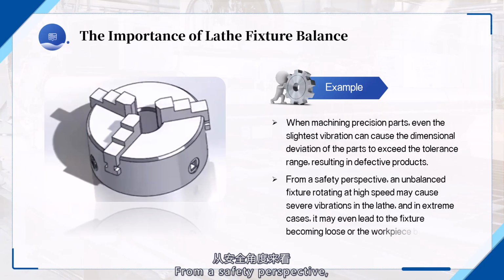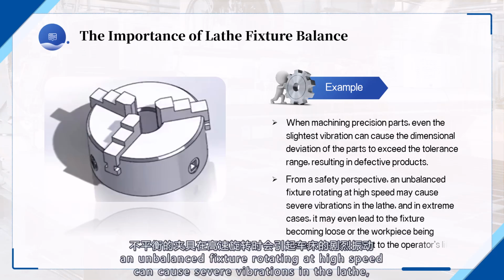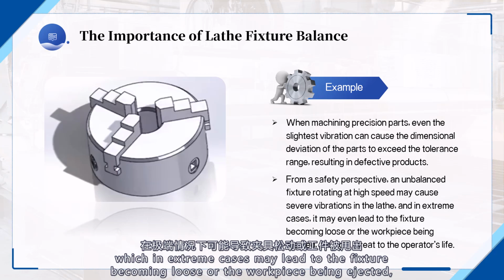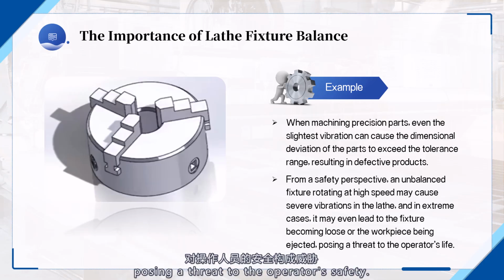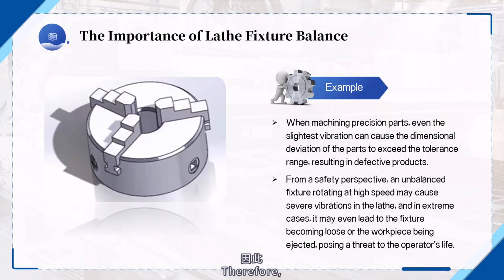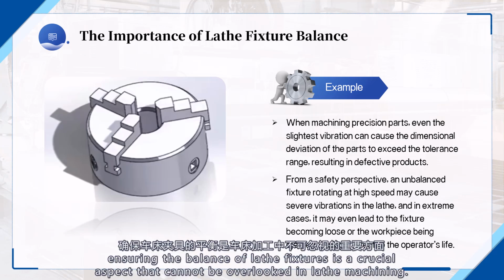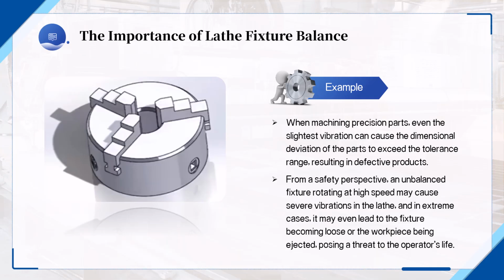From a safety perspective, an unbalanced fixture rotating at high speed can cause severe vibrations in the lathe, which in extreme cases may lead to the fixture becoming loose or the workpiece being ejected, posing a threat to the operator's safety. Therefore, ensuring the balance of lathe fixtures is a crucial aspect that cannot be overlooked in lathe machining.